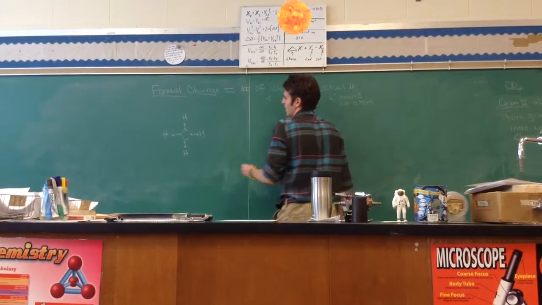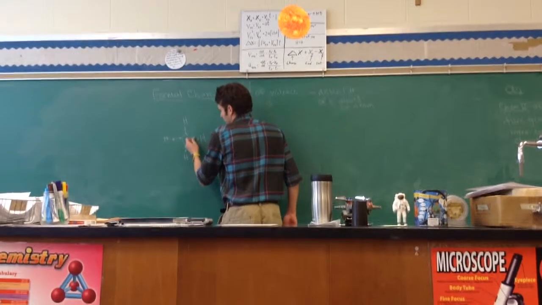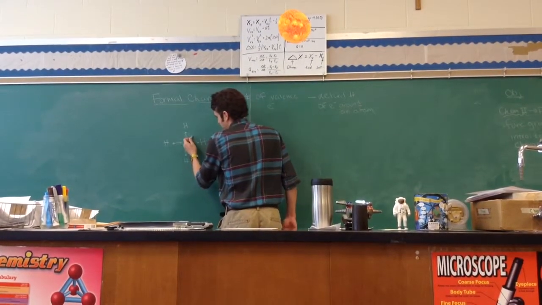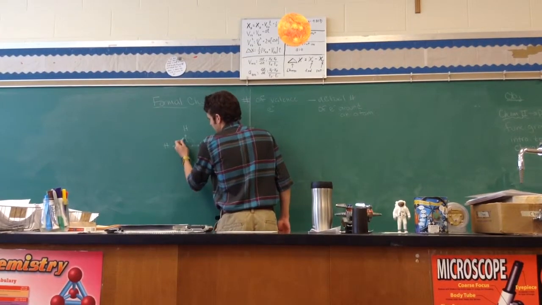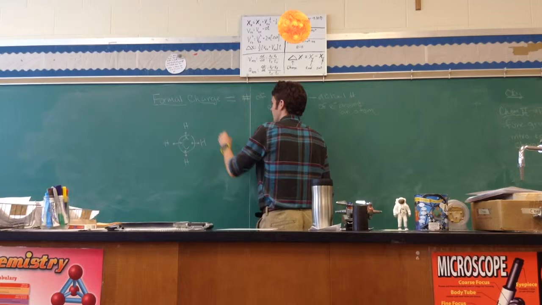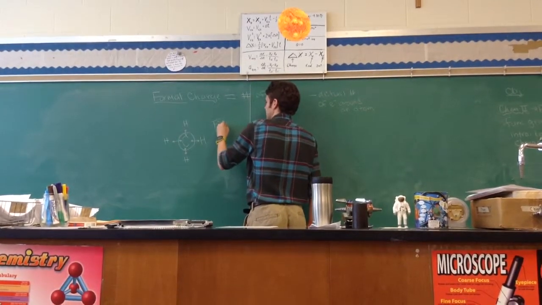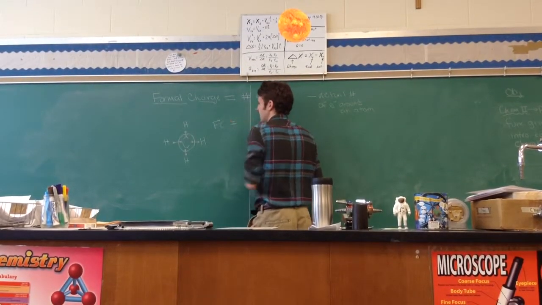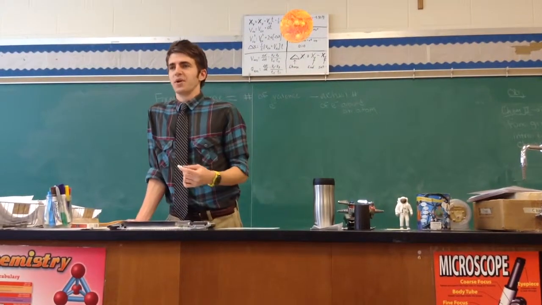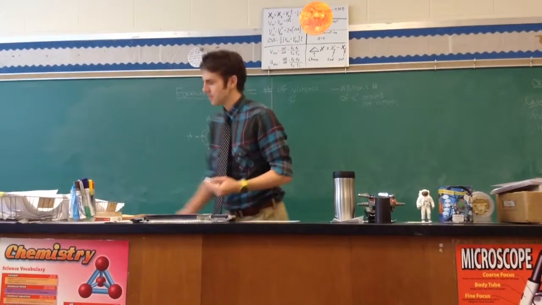Alright, so to calculate formal charge, I'm going to isolate our carbon here, and we're going to just examine our carbon. Formal charge, I'm going to abbreviate it as FC. What is our number of valence electrons around carbon? 4.